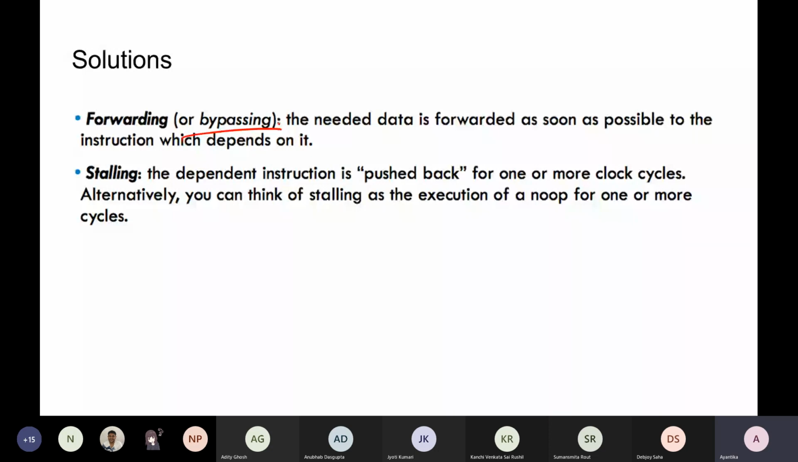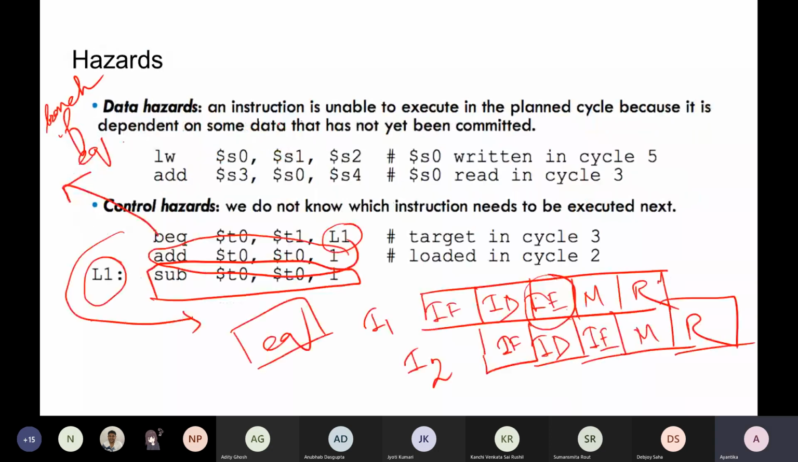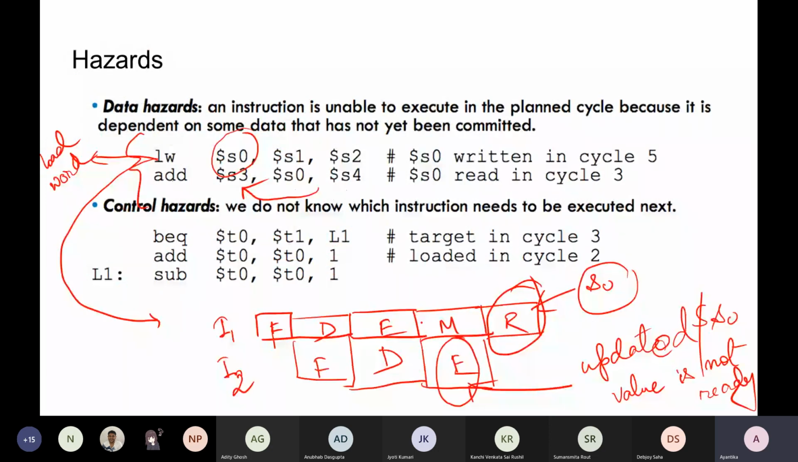Forwarding means maybe your data, you can see here, in spite of the fact that this execution output is getting written in this S0 register in the 5th step. I am talking about the data hazard part. It is getting written back in this register in the 5th step, but this data is ready in this 3rd cycle, cycle 3. So if you need this in your next execution, then you just directly pass this data on.